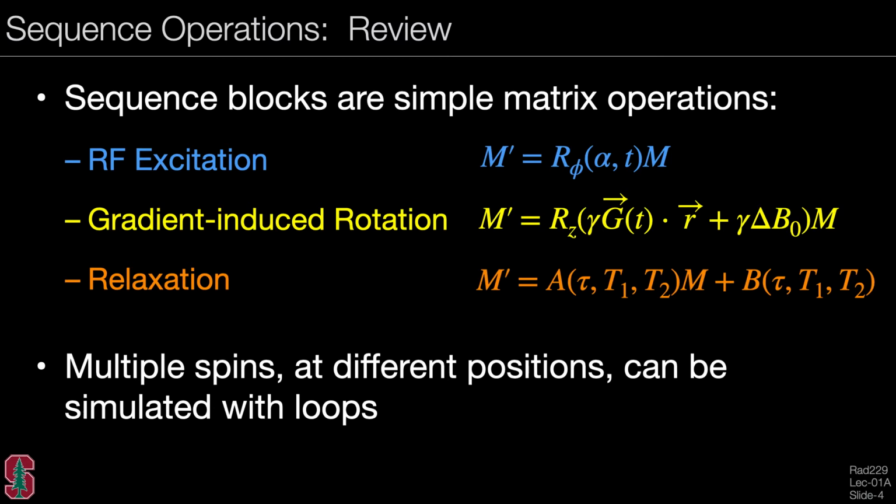Relaxation is given by a rotation by an A matrix and the addition of a B vector. Both A and B are functions of the relaxation parameters, although B is only a function of T1, since B corresponds to the recovery term of longitudinal relaxation. We can also simulate multiple spins at different positions very easily with loops, as we will see.